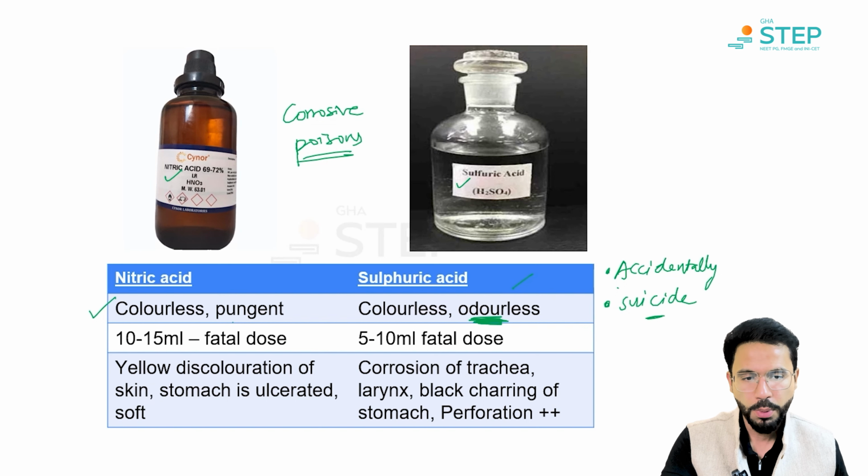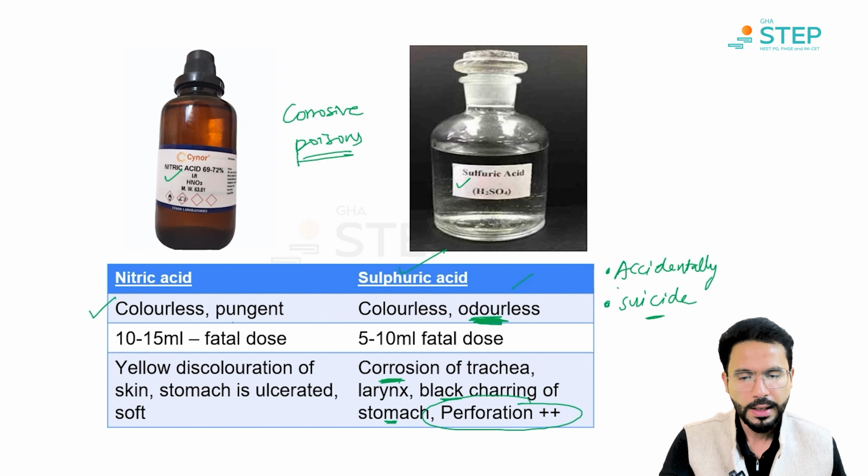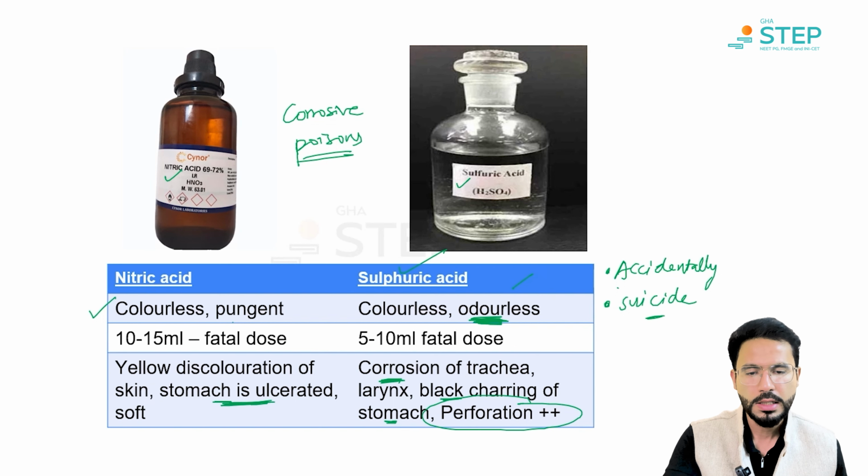The more important finding here is that corrosion of the trachea and black charring of the stomach are more common in sulfuric acid, and definitely perforations will be there in sulfuric acid, whereas nitric acid may not have perforations, but the stomach is just ulcerated.